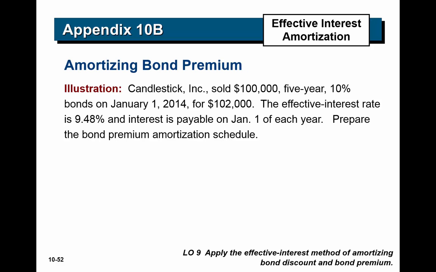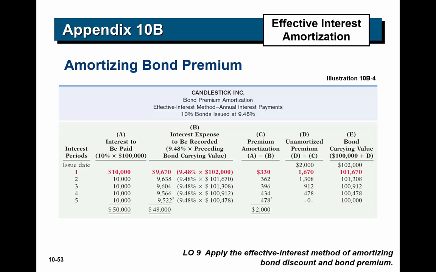Here's an example of one done at a premium, $102,000. The effective interest rate is 9.48%. Why? Because if you borrowed money and you were paying back 10%, but you got $102,000, you got more money than what you're going to have to pay back, then in essence you're paying less than the full 10%. So again, the schedule looks like this.